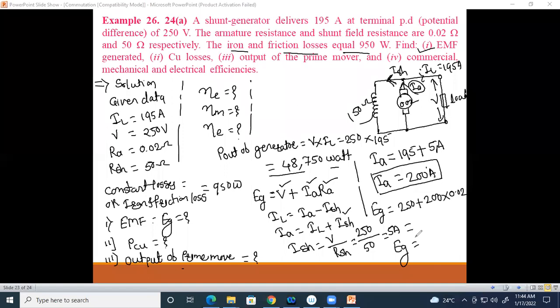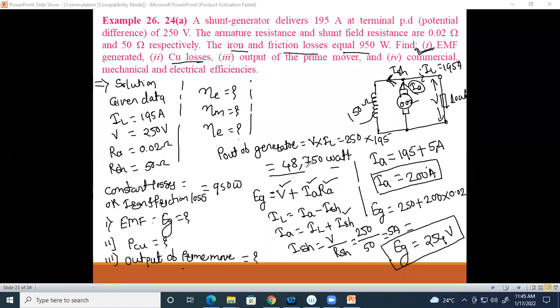254 volt. So EG is equal to 254 volt. We have calculated the first point, which is the EMF generated, EG equals 254 volt. Now the second one we want to calculate is the copper loss.